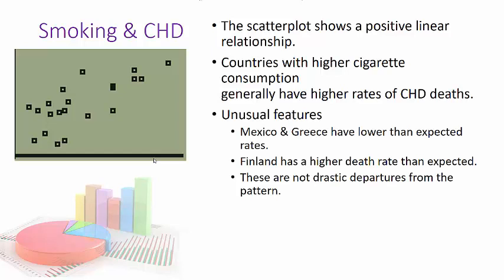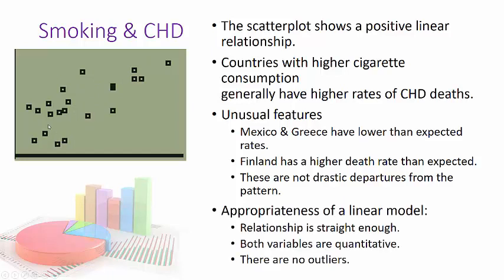And there are some unusual features. If you look at the data closely, you can see that Mexico and Greece have lower than expected death rates. Finland has a higher death rate than expected. But they're not drastic. If I were to tell you, identify Mexico and Greece and Finland on here, I would guess these lower ones would be Mexico and Greece. And I would guess maybe this high one or maybe that high one would be Finland, but it's kind of hard to tell. Since it's really hard to tell which ones are further out, there are no major outliers here.